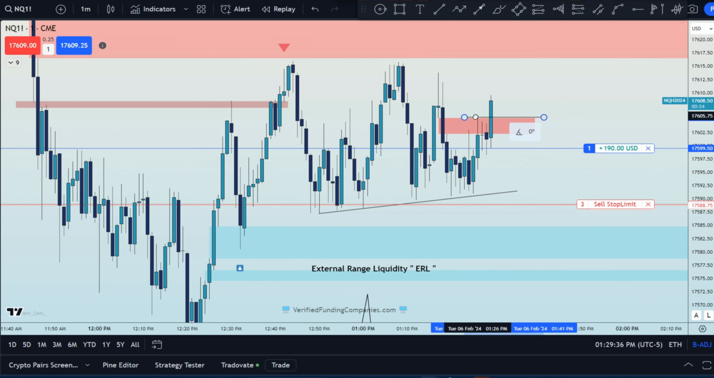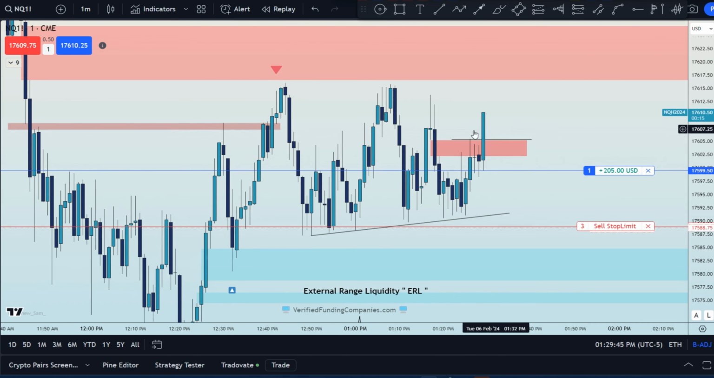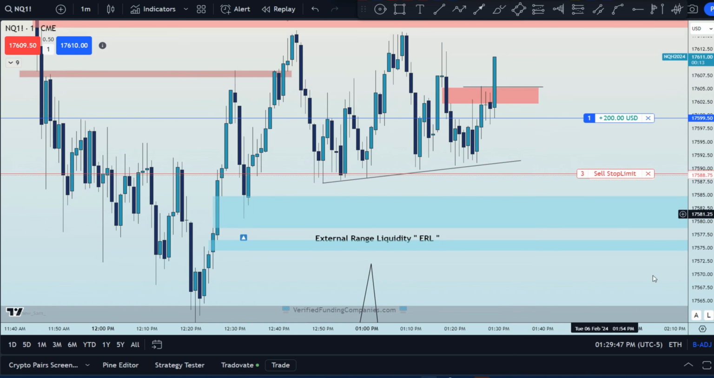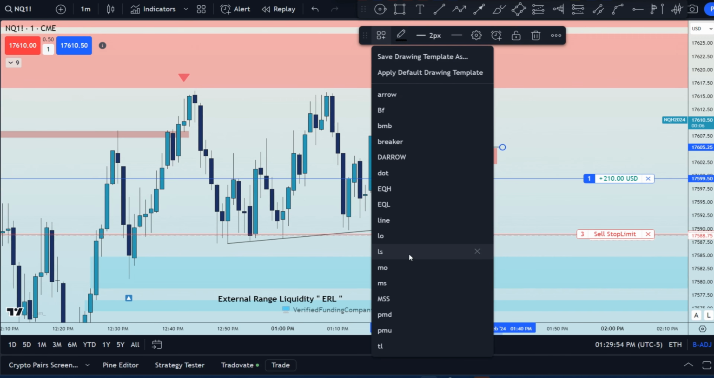This is a super bullish thing that's happening right now. The fact that price came into this multiple times with multiple candles, and then now it's pushing up. This is extremely bullish. This is a good example of an intermediate term market structure shift.